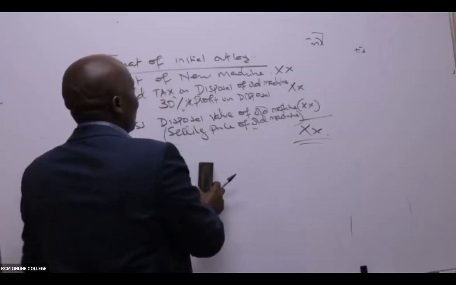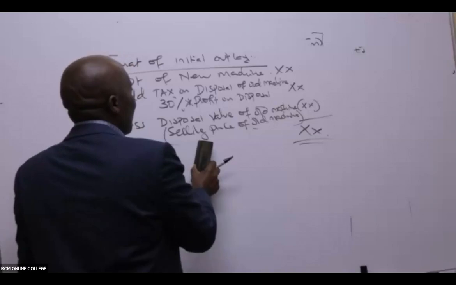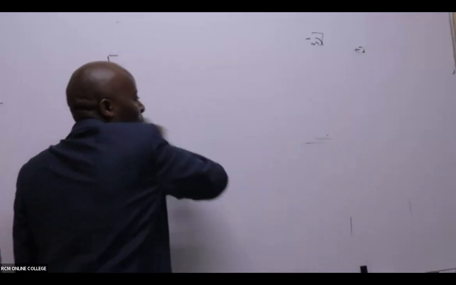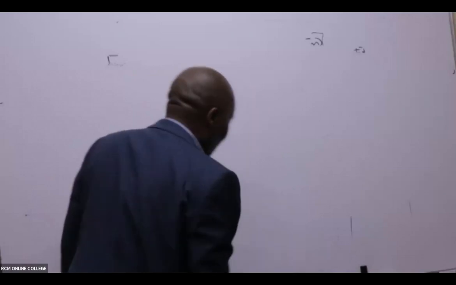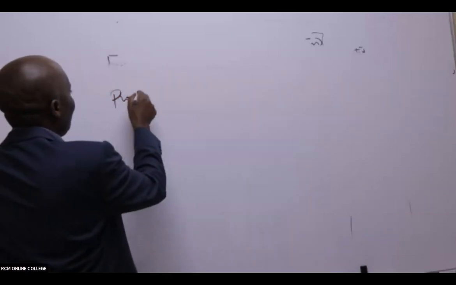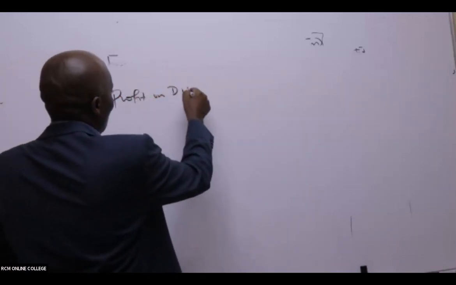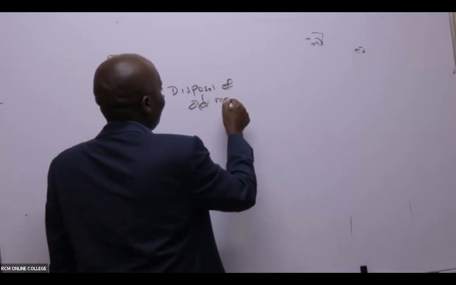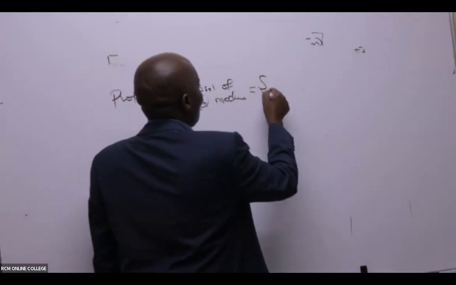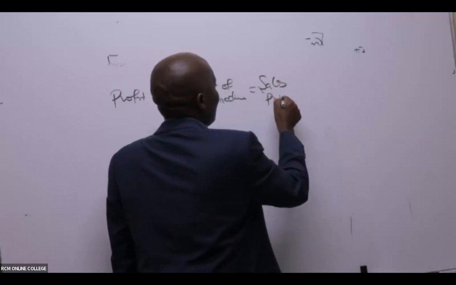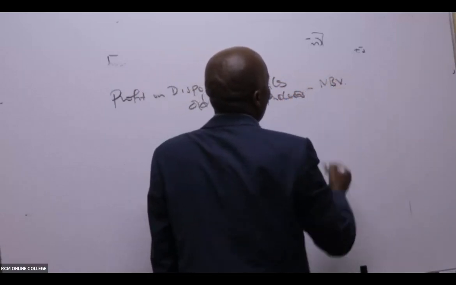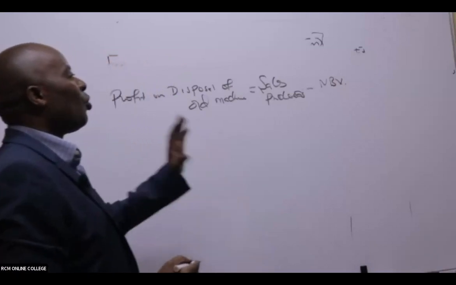So I'll look for the tax. The only thing that I'm looking for here is the tax on disposal. So first of all, give me the profit on disposal of the old machine: sales proceeds minus net book value at year 2.